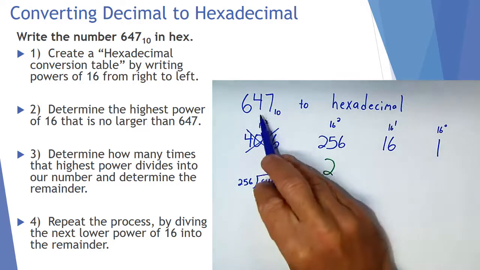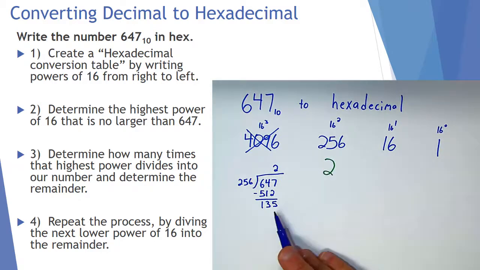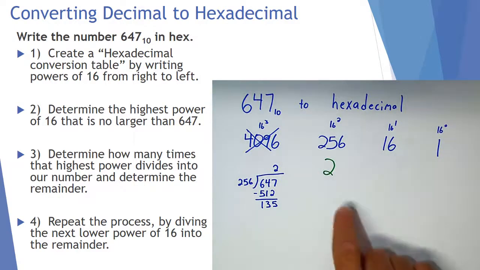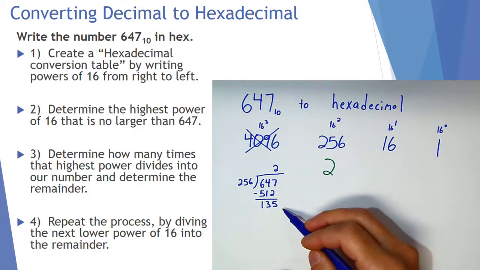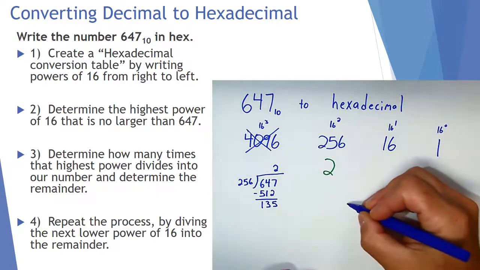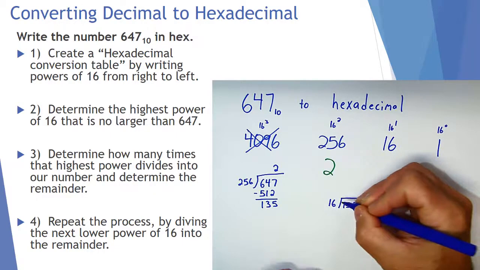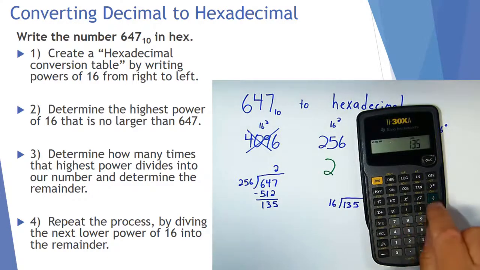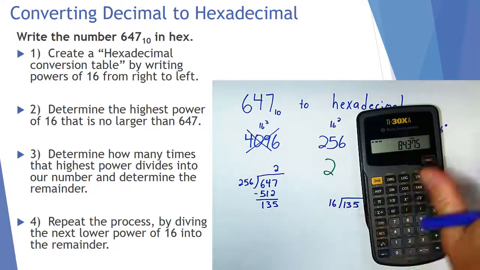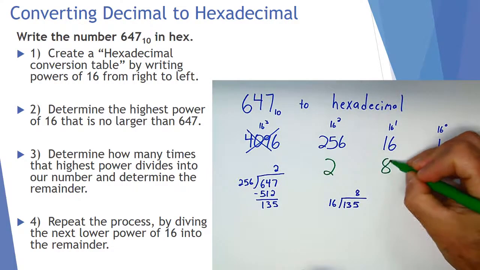It's like saying we have $647 to spend. We can buy 2 items for $256, and that means we'll have 135 left over. Now we're going to repeat that process for the next spot over. We have 135. Does 16 fit into 135? Well, sure it does. So let's set up that division again. 135, this time we're going to divide that by 16. And if you don't know how many times 16 fits into 135, use your calculator. 135 divided by 16 is 8 point something. We don't care about the decimal. All that matters is that 8. So that tells us that our next digit in our hex number is 8.